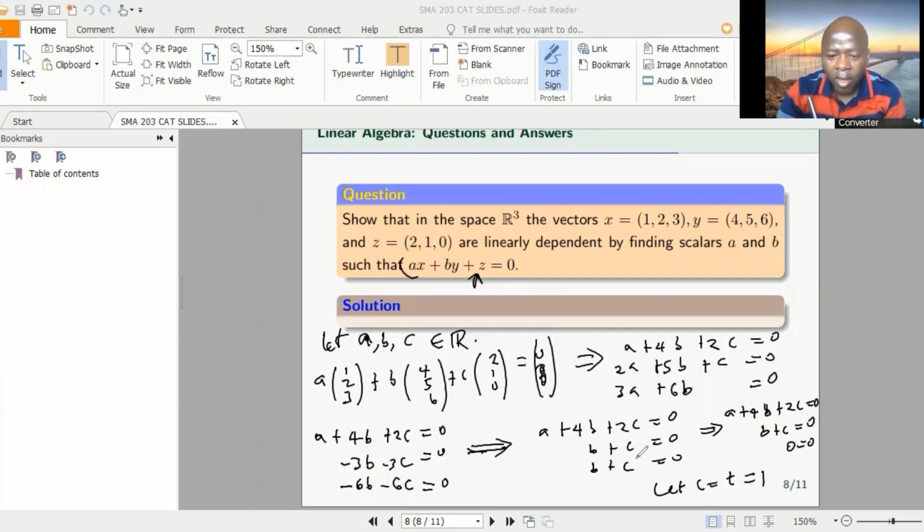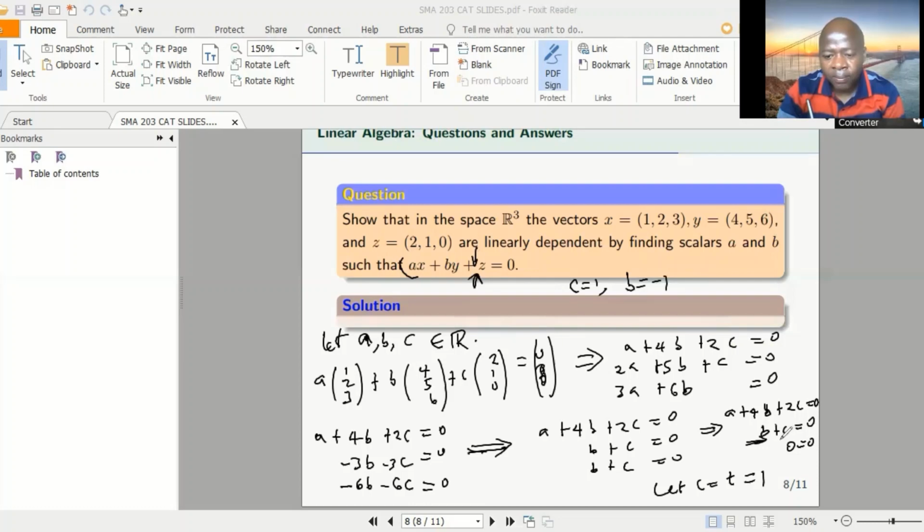So c is 1 from here. c is 1 because it was c that we were multiplying by z. But now the question tells us that c is 1. So if c is 1, now come to this equation and find b. So c is 1. Come here and find b. b would be -1.